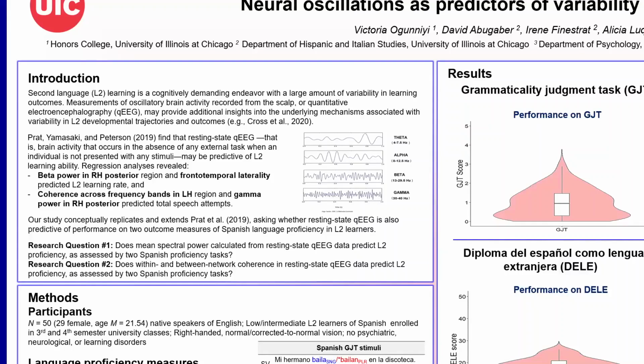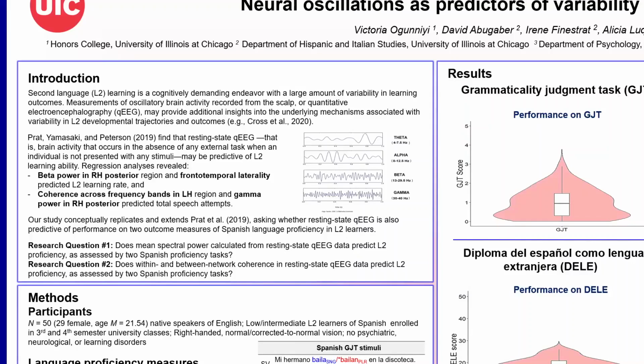Specifically, their study suggested that power, which describes the amplitude of oscillations in the beta and gamma regions, and coherence, which describes oscillation synchrony in left hemispheric regions, were predictive of their L2 learning measures. Our study conceptually replicates and extends Pratt and colleagues' study, asking whether resting state QEEG is also predictive of performance on two outcomes of Spanish language proficiency, which leads to our two research questions.